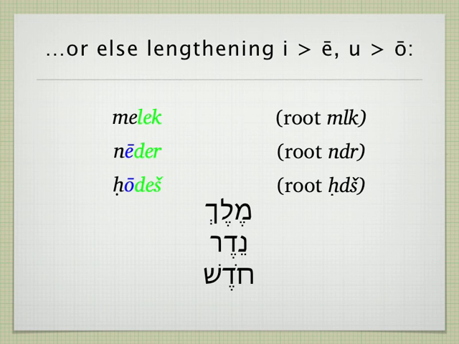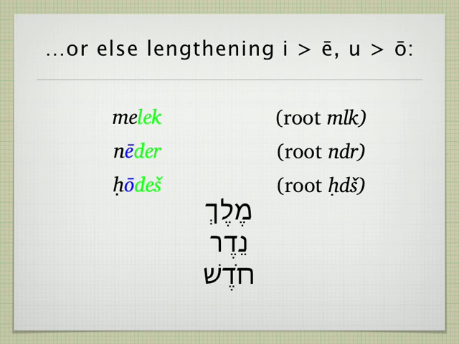So the segol that comes between the second two characters, in forms like melech, neder, and chodesh, originates just with a helping vowel. It's a helping segol that tries to break up a consonant cluster that was left in forms like malk, nidr, and hudsh when the final vowel dropped, when the original case vowel dropped off.